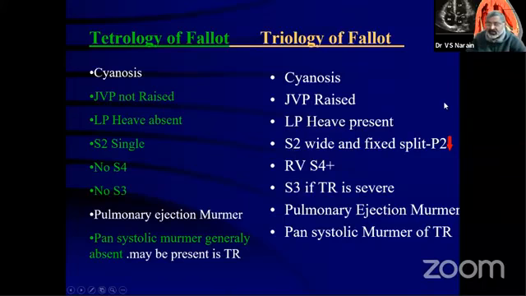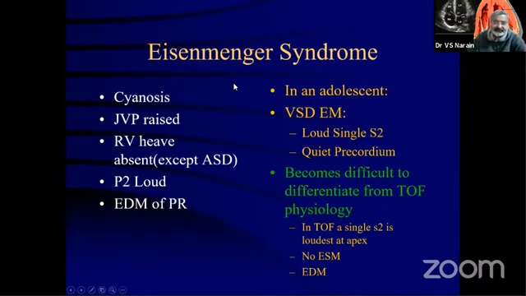So S2 is soft here. Why? Because there is decompression of the right atrium into the left atrium. You will have S4 and you will have S3 if TR is severe. Pulmonary ejection murmurs will be present in both conditions, but pansystolic murmur is more likely to be present in trilogy. So these are the clinical findings.